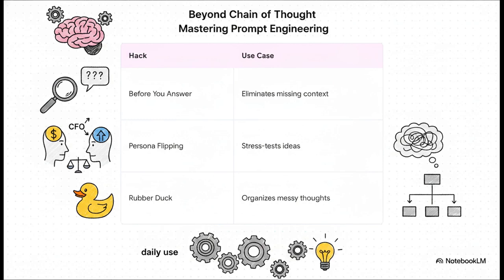First, the before you answer constraint. Tell the AI it must ask you clarifying questions before it generates a response. This entirely eliminates the problem of missing context. Second, persona flipping. Ask the AI to argue opposing viewpoints. Have it act as your CFO rejecting a budget, and then act as a VP defending it just to stress test your strategy.